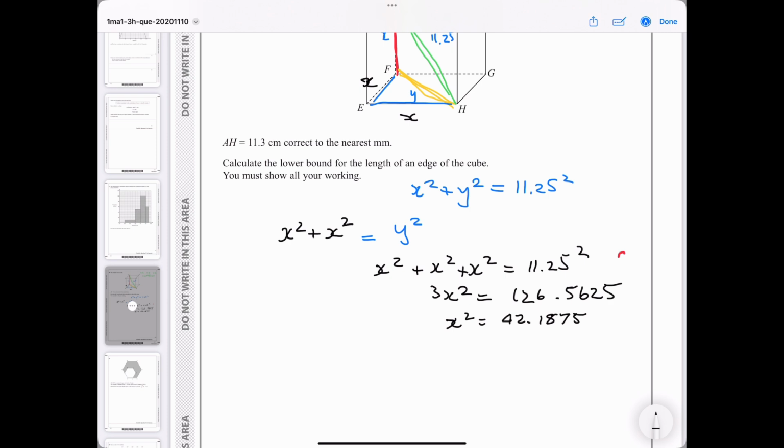Let's try that again. Square root of 42.1875 equals 6.49, so x equals 6.49 or 6.5 centimetres.